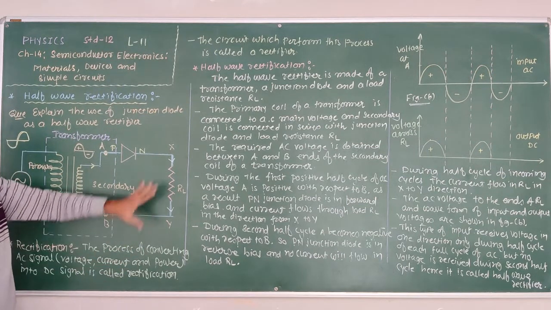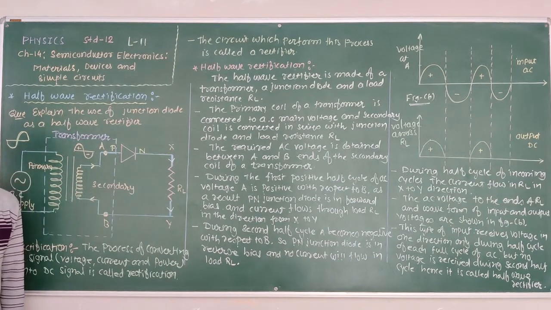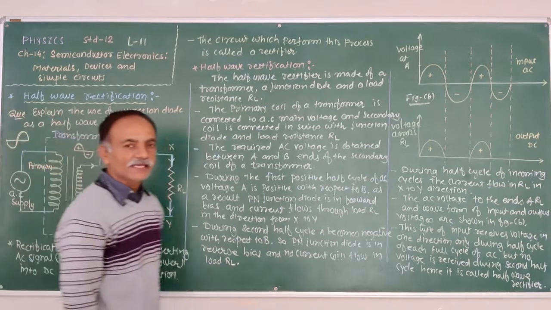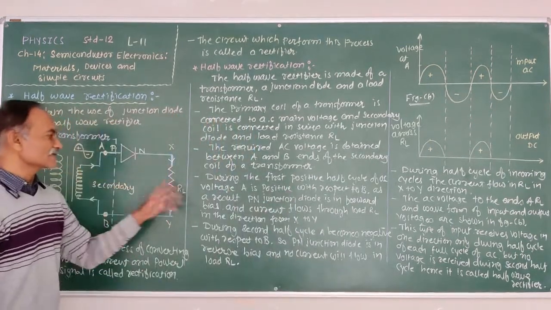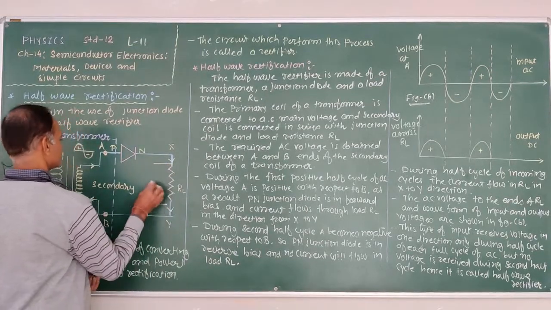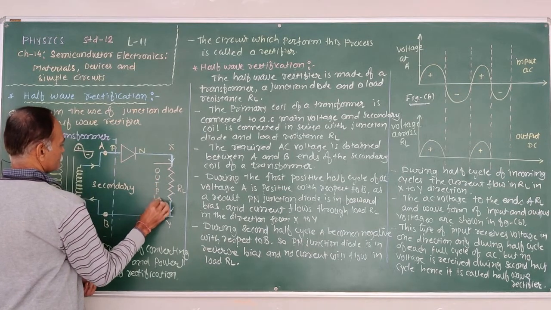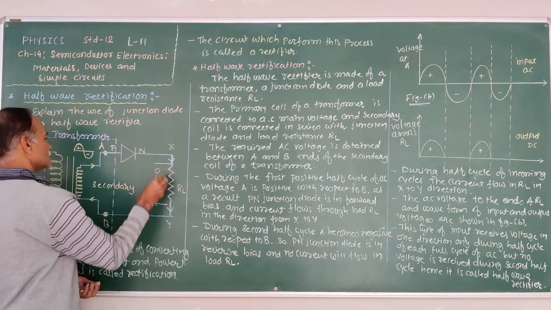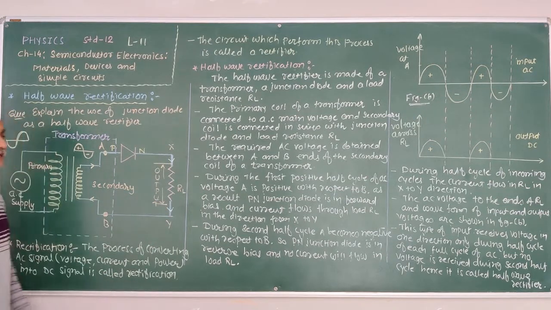Therefore, the output voltage is obtained across the load resistance RL. According to Ohm's law, V is equal to IR. Therefore, here it is I into the load resistance RL. That is the output voltage, which is obtained across the load resistance RL.